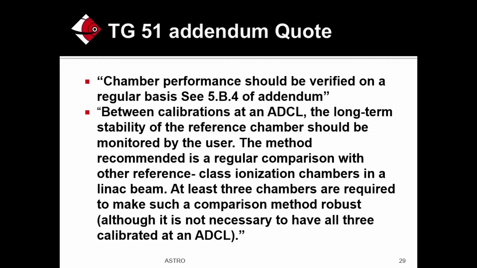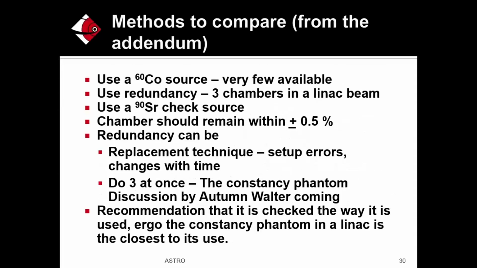This is a quote from the Addendum. The method recommended is a regular comparison with other reference class ionization chambers in a LINAC beam. At least 3 chambers are required to make such a comparison method robust, although not necessarily to have all 3 calibrated at an ADCL. In other words, you should be intercomparing 3 of your chambers, and you can do it however you want. I'll have Autumn Walter, my colleague here, talk about it, and she will give you the experiments that have been done on this.